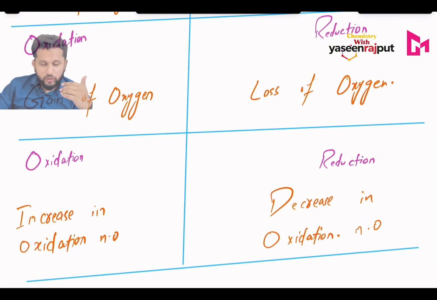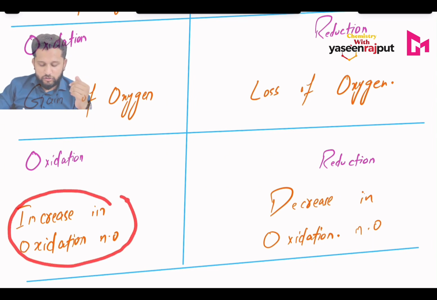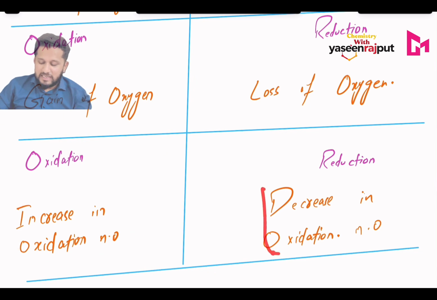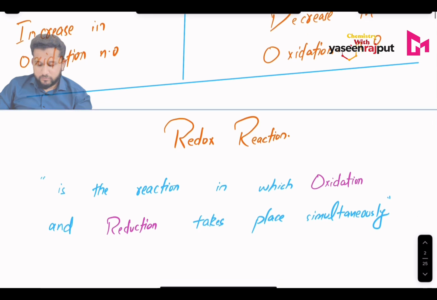And oxidation in terms of oxidation number. Firstly, we need to understand what is meant by oxidation number and then we can understand this definition. But right now we just learn this definition by heart. Oxidation means increase in oxidation number and reduction means decrease in oxidation number, okay? Again, oxidation means increase in oxidation number, reduction means decrease in oxidation number.